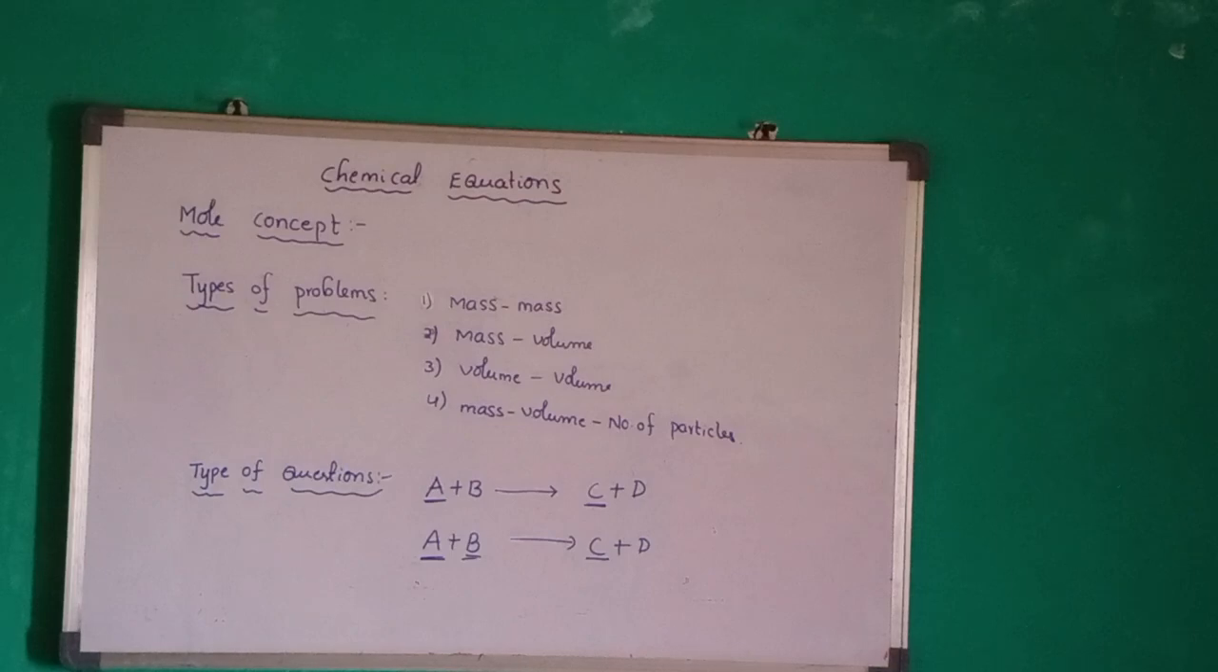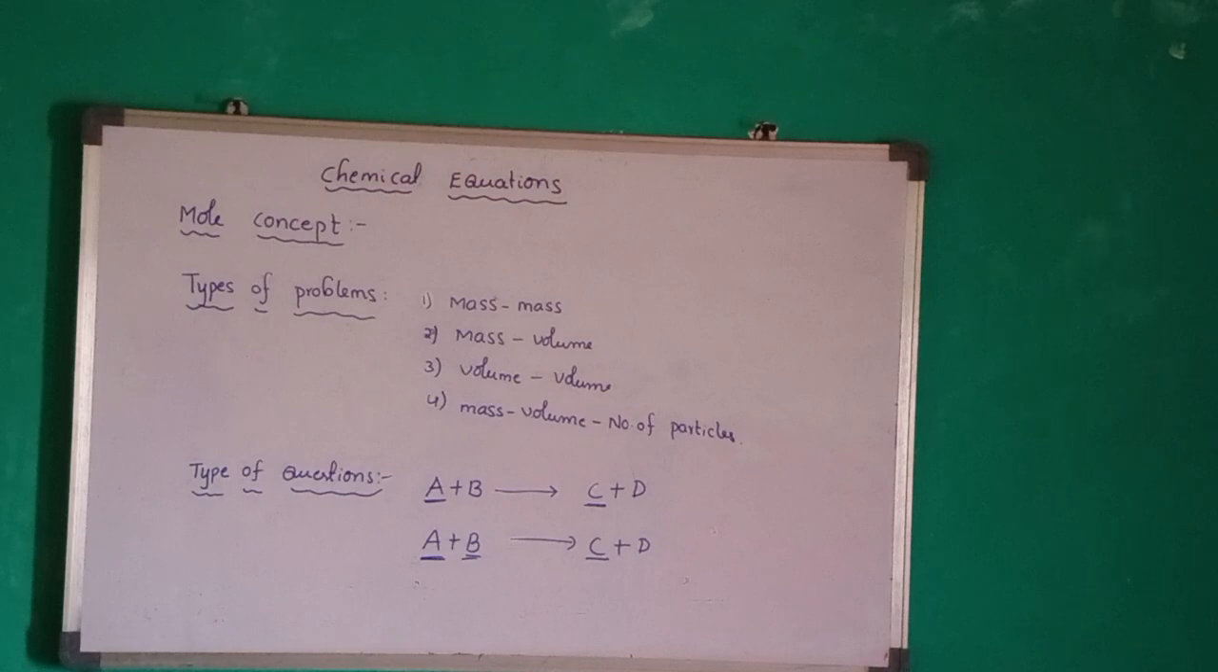Chemical equations. What is a chemical equation? A chemical equation is nothing but a representation of a particular chemical reaction. The symbolic representation of a chemical reaction is called a chemical equation. Chemistry is an experimental based subject. To explain a particular reaction, we require some representation. That representation is nothing but a chemical equation.